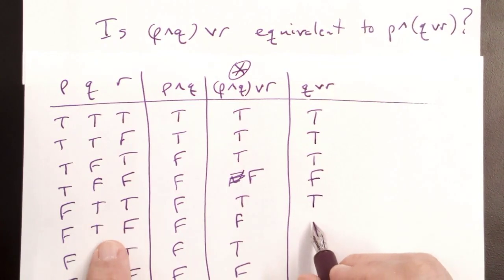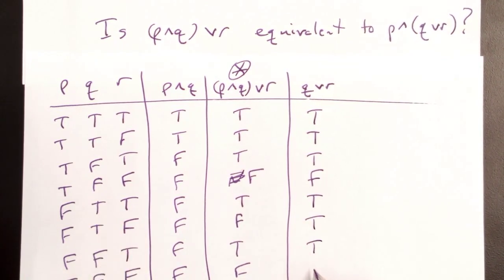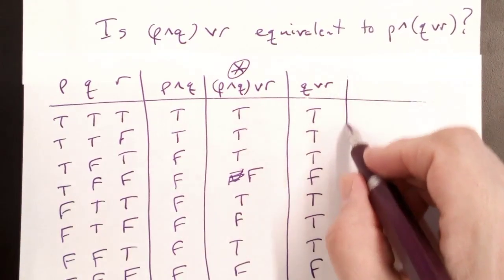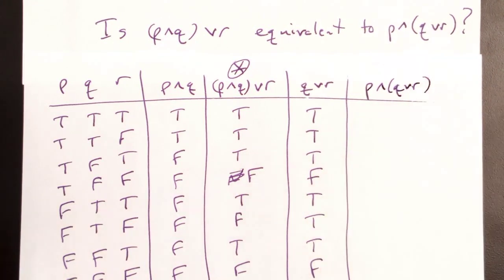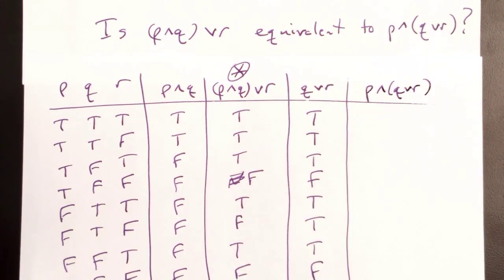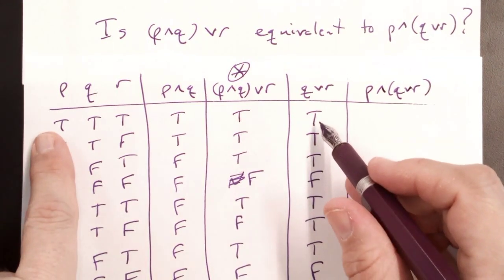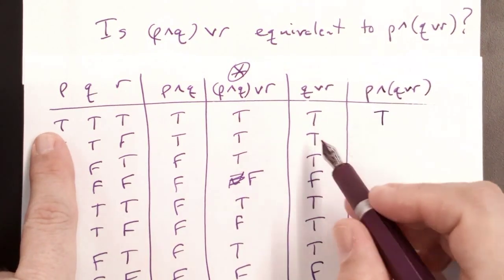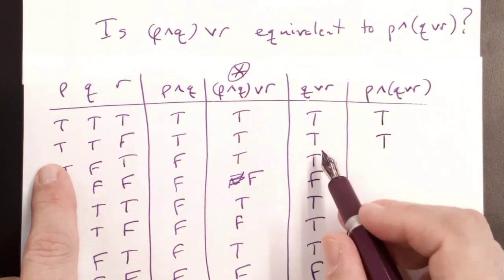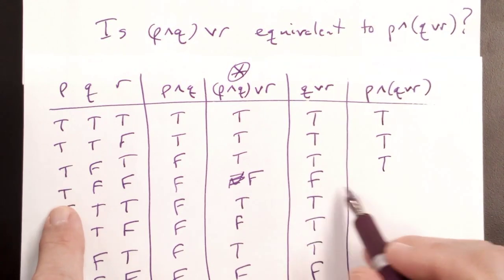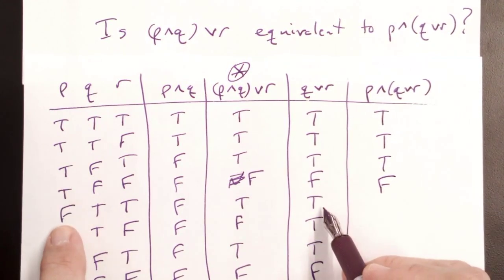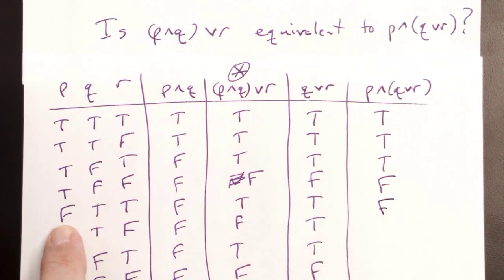Good, true, I'm good, nope. And now, finish that out, P and Q or R. And is true when both are true. So I need the first column and the most recent column. Good, that's both true, both true, both true. Oh, only one is true, false. Only one is true, false.